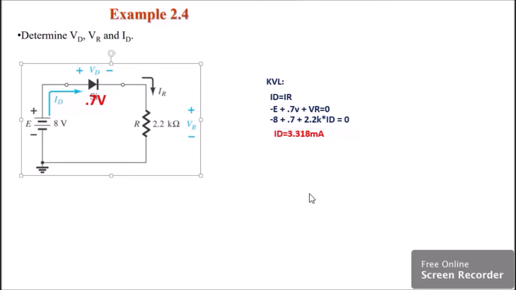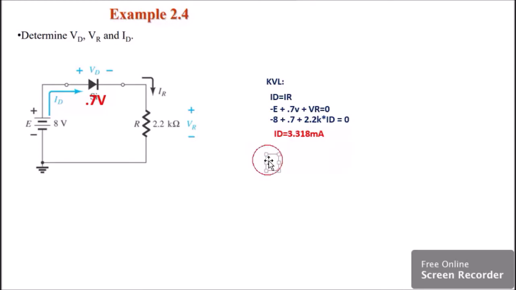Now, given na yung ID natin, we can now solve for our VR. Tama po ba? Because VR, sabi kanina, VR is just equal to Ohm's law. V is equal to IR. So VR is just equal to IR times R.